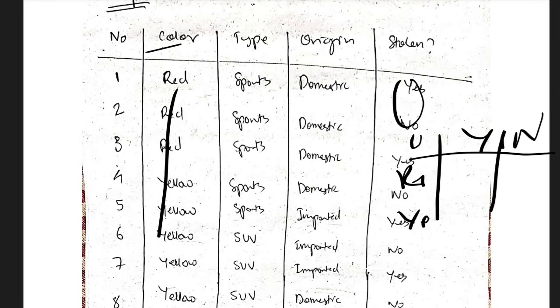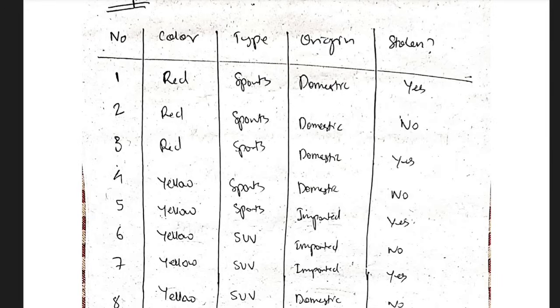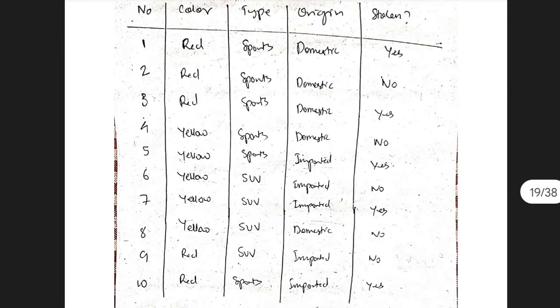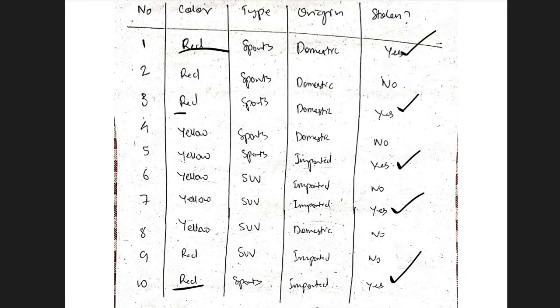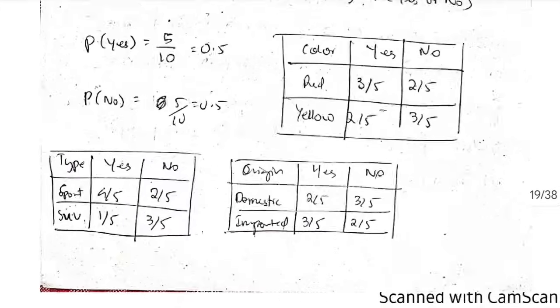Next step is what? For given yes, how many red is there? Tick all the yes present. Let's do it once. Yes is present here, here, here, here, and here. How many red are there among that? 1, 2, 3. 3 red are there out of 5. 3 by 5 will be the answer for red and yes. Same thing do for the rest also.